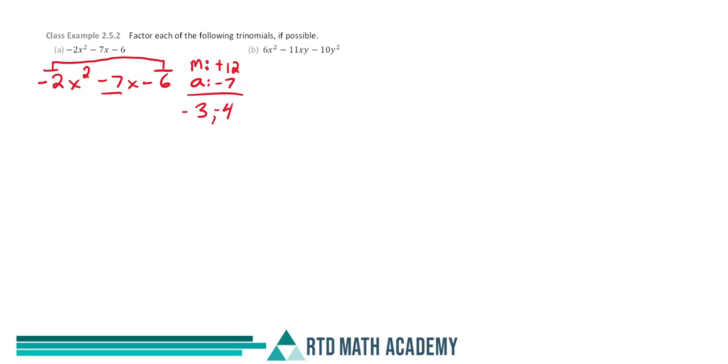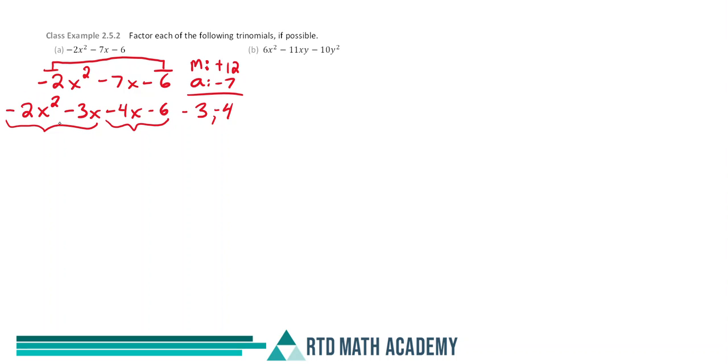All right, so now what do we do with those two numbers? We are going to rewrite the negative 7 with these two numbers. All right, so let's write this again. So we've got negative 2 x squared, and then instead of a negative 7, we're going to write negative 3x, and then minus 4x, and then minus 6. Okay. Now, again, it wouldn't matter if those were switched around. It could have been negative 4x minus 3x. It wouldn't matter. All right, next step, we're going to factor these guys by grouping.